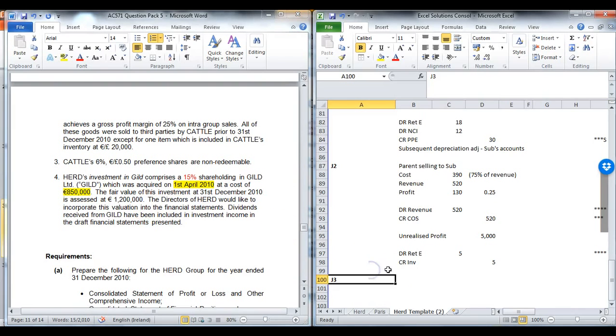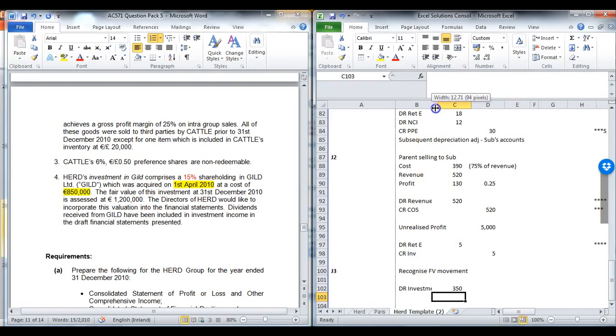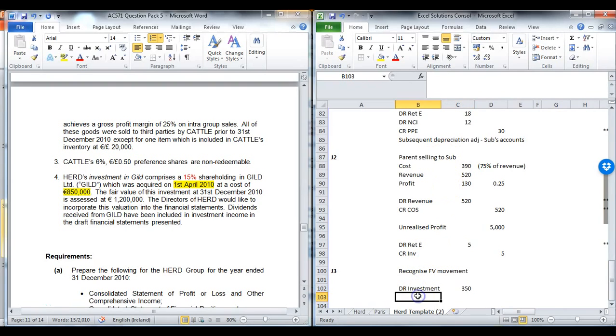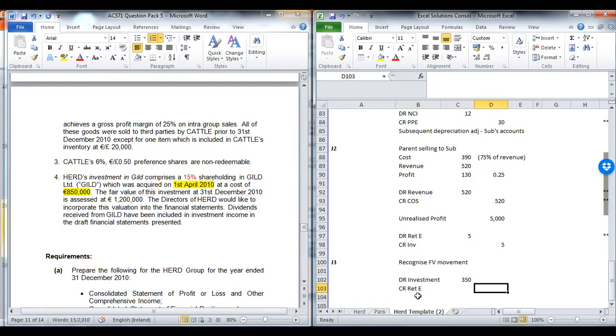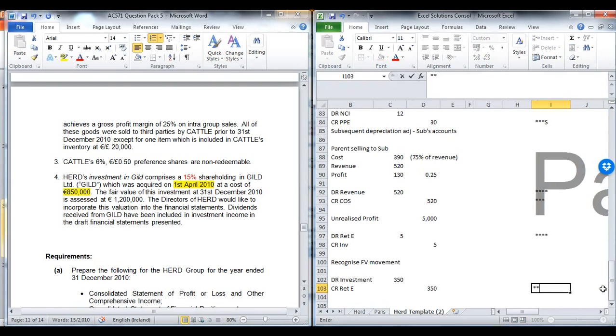Alright. So again, what we need to do first is recognize the fair value movement. So it's simply a case of debiting the investment by 350,000. Like this: debiting the investment 350, crediting retained earnings, because again that's where it's going to show up, of 350. So remember now, if you're crediting retained earnings, it's going to have to show on the splockie as well, and it's in the parent's accounts. So just put a star there to label it. That will show up in the splockie as well.